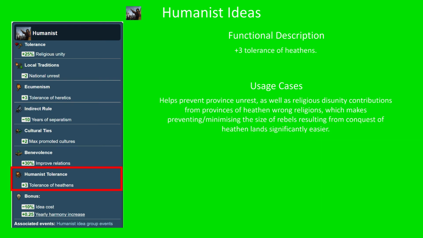And the final idea, humanist tolerance, provides +3 tolerance of heathens. How do you use it effectively? Well, it helps prevent province unrest, as well as religious disunity contributions from provinces of heathen religions, which helps you to conquest more land of a heathen religion, and still prevent or minimize the uprising of rebels in those lands afterwards.